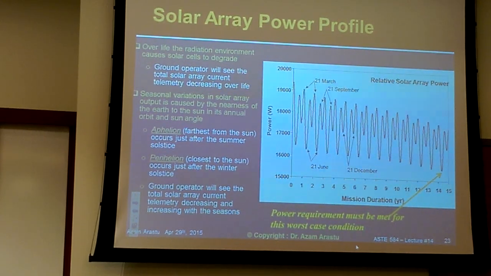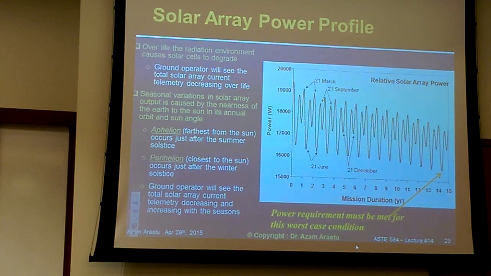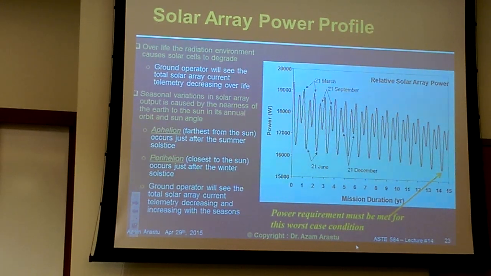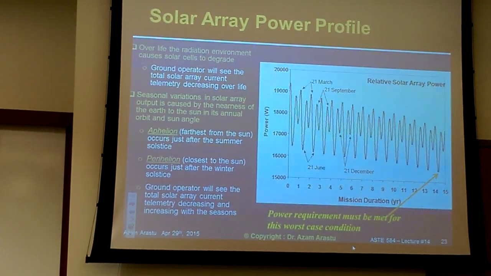I start off with a point, in this case the beginning-of-life power is about 19,400 watts. So the solar arrays are generating 19,400 watts at time t equals zero, when I'm on orbit, reach my GEO target location, and start generating power. Turn on all the transponders. Day one, I'm producing about 19.4 kilowatts. But as time goes on, the power drops.